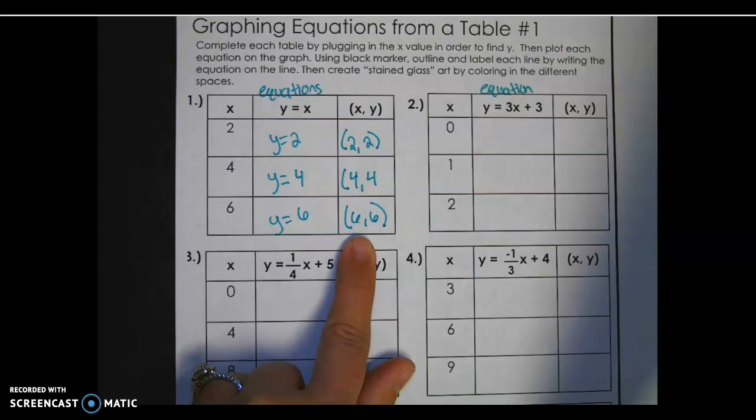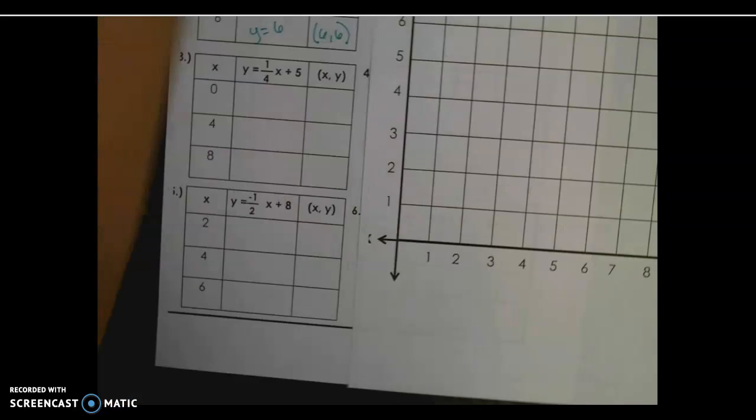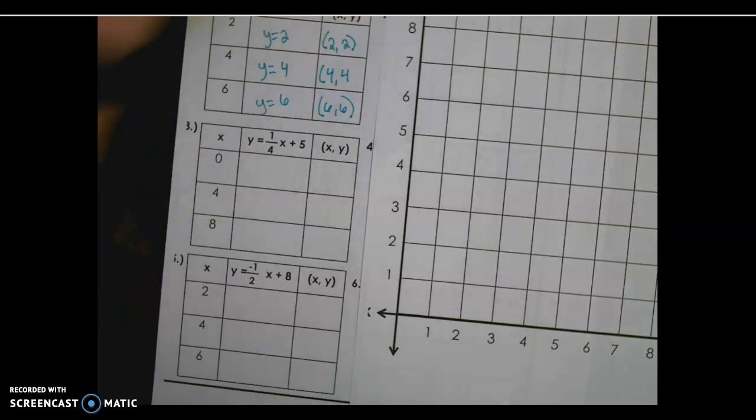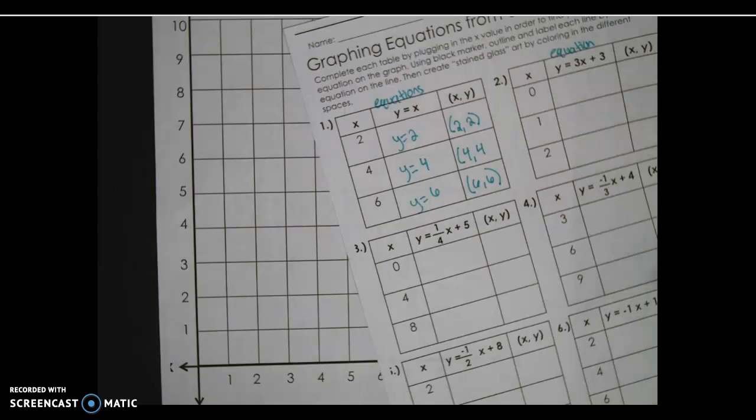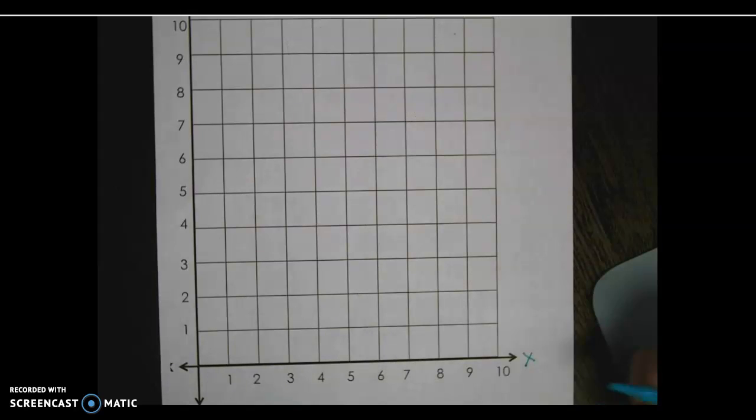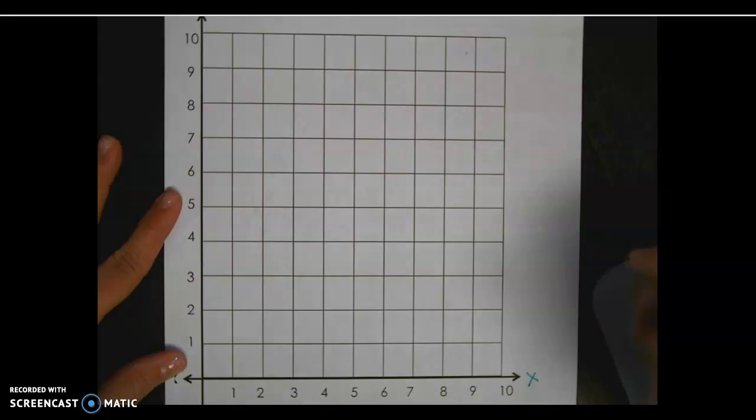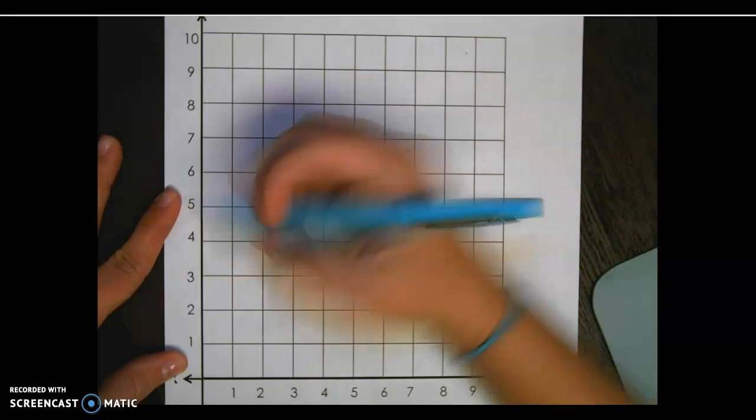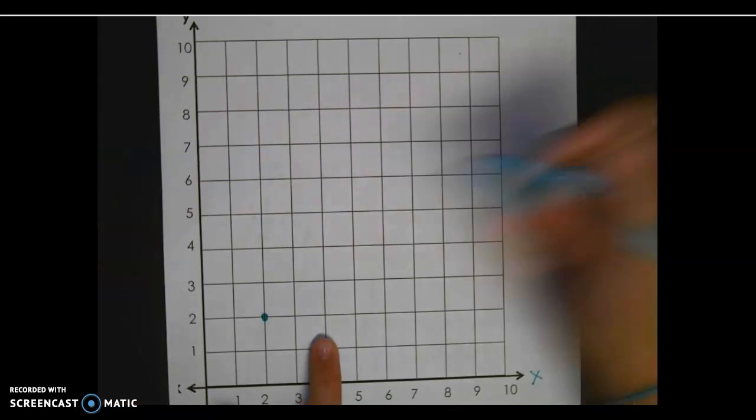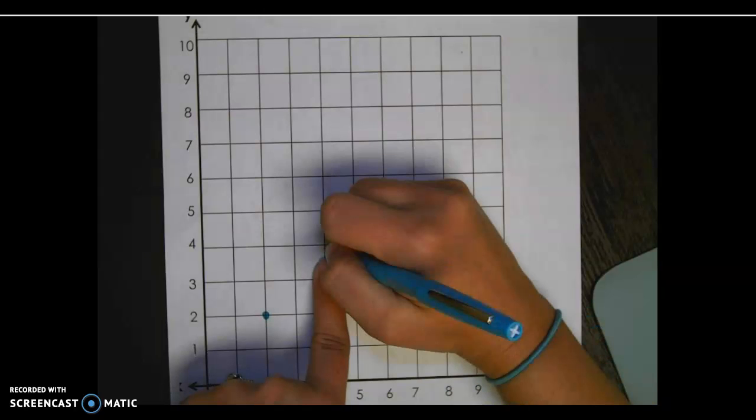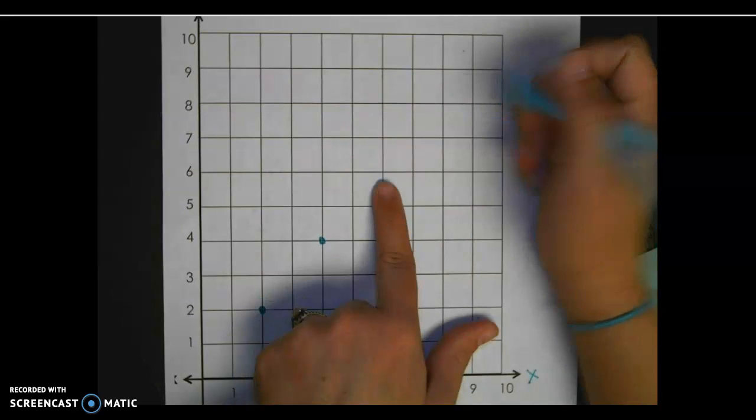So I'm going to take my graph, which you have as well, and what I'm going to do is graph it. So I know my first point we said was 2, 2. Remember, this is our x-axis, and this is our y-axis. So first we're going to go over to 2 on the x-axis, and I'm going to go up 2 and put it up. And then I'm going to go over to 4 and go all the way up to 4, because that's my second point. Then our next one is 6, 6.